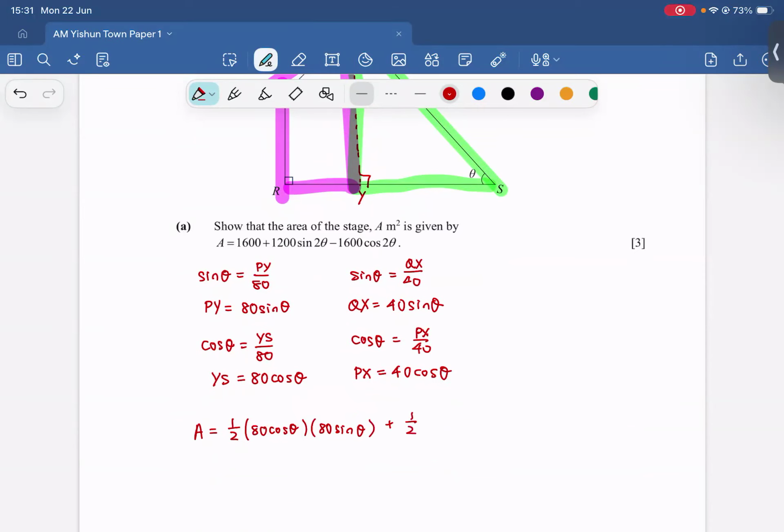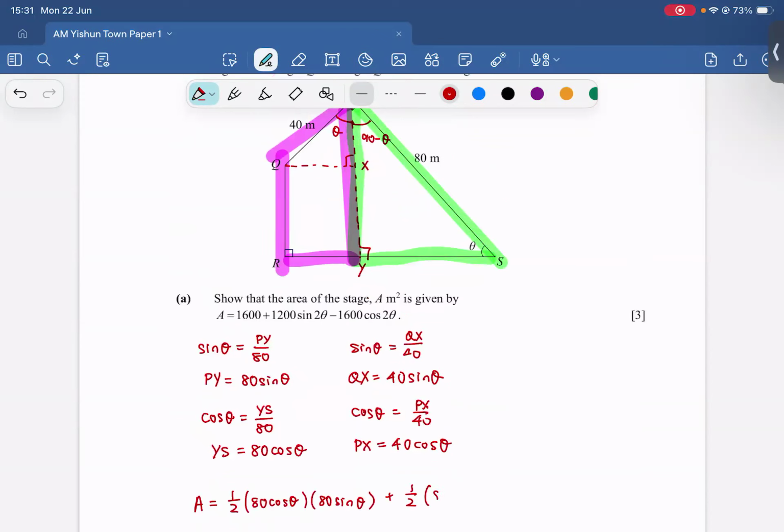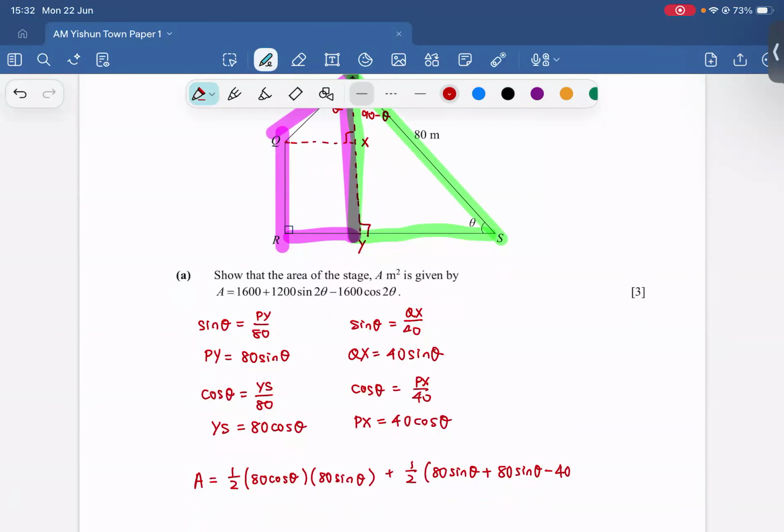Trapezium, half times the sum of parallel sides. One side is PY. What's the other side? The other side is QR. QR is what? PY minus PX. Then what's the height? The height is RY. RY is what? I haven't found RY. RY is QX. So this is the area.